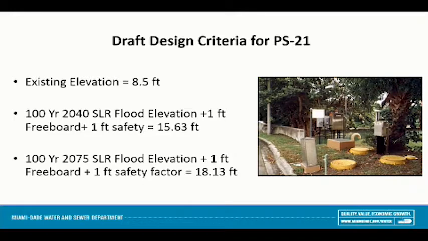So this is a picture of one pump station, which is one of the first ones that we're looking at. And it's an old picture. This is not the way it looks today, but it's the only one I had that shows that the water is right in the back. So if you look at, right behind the pump station is a waterway, and that is right next to the Intracoastal Waterway. This station is at 8.5 feet right now. If we do the 2040 criteria, we will have to elevate the panel to 15 feet. And if we do the 2075, longer life, it will have to be like 18.